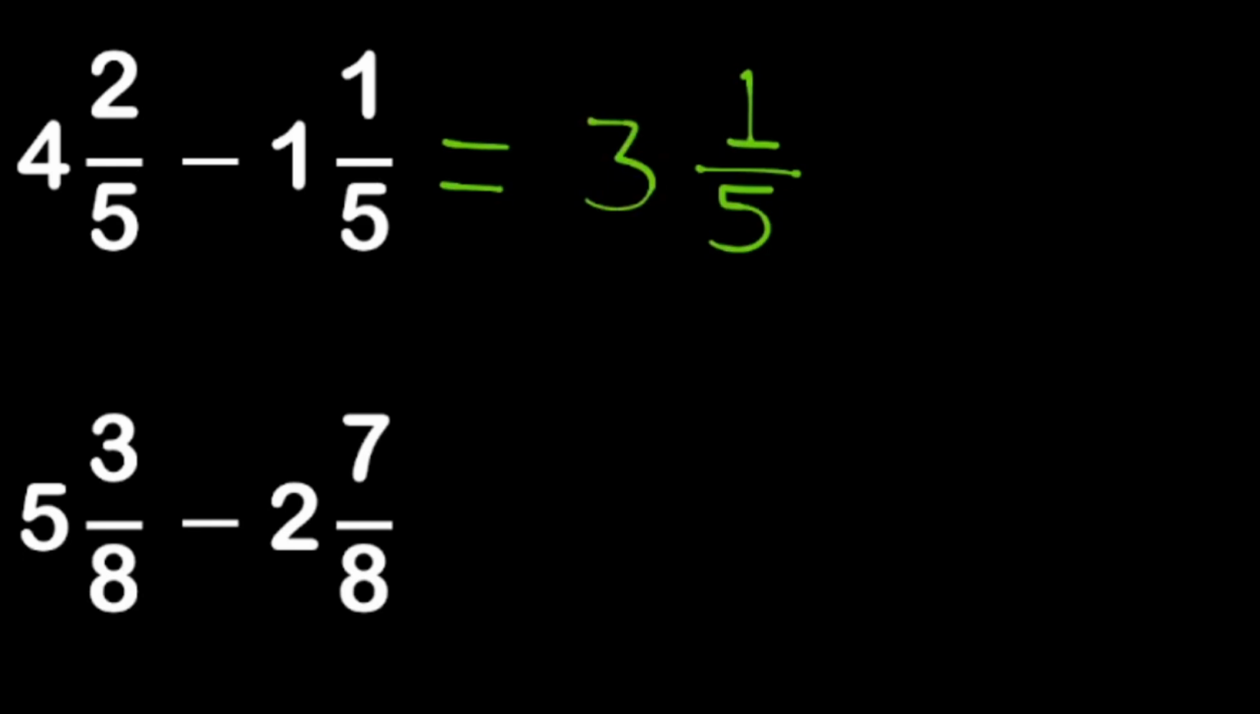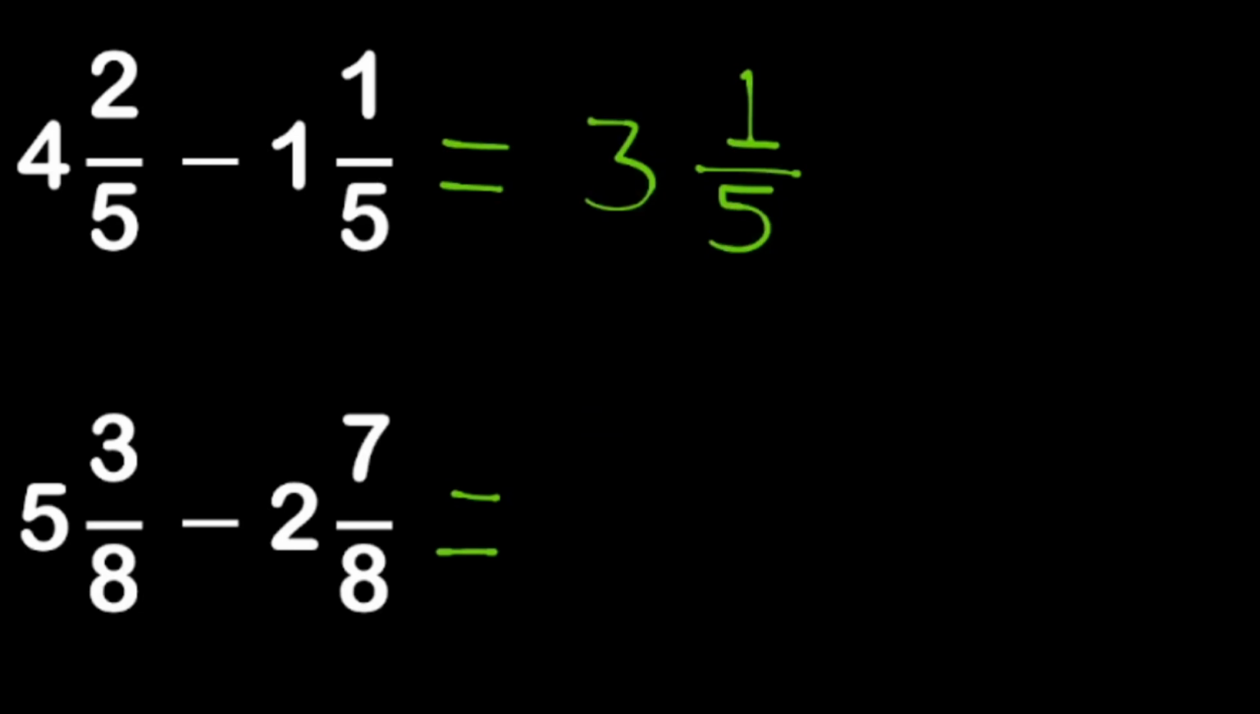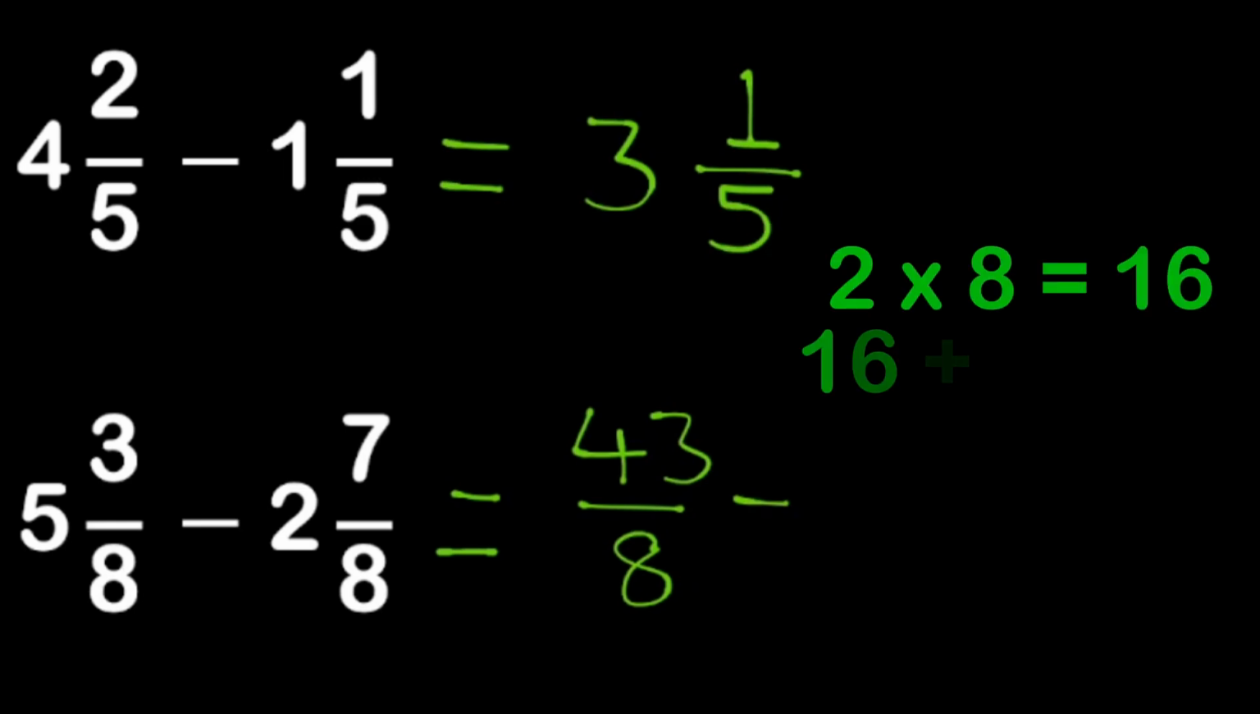For the second one, we've already run into a problem. We can't do 3 minus 7. So what we'll have to do is convert both of these into improper fractions. So 5 times 8 is 40. 40 plus 3 is 43 over 8. So the second one, 2 times 8 is 16. 16 plus 7 is 23.